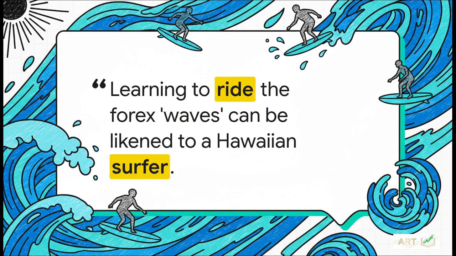Balan's manual uses this really fantastic analogy to describe it. It notes, learning to ride the Forex waves can be likened to a Hawaiian surfer, and that perfectly captures the reality of trading. Just like a surfer, a trader is absolutely going to face occasional wipeouts. Water dunks are just the price you pay to master the sport. But learning to objectively read the characteristics of those incoming waves, that is the absolute key to survival.